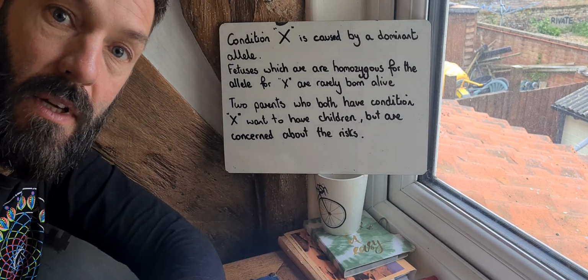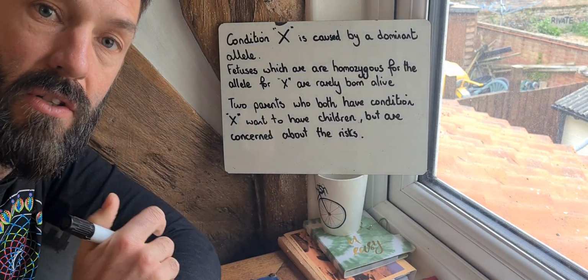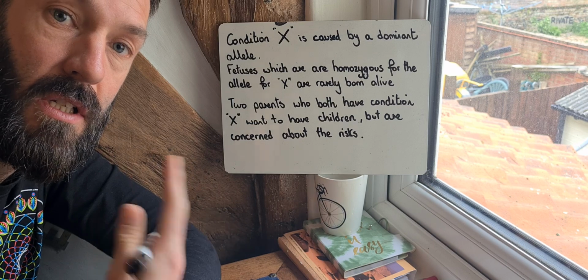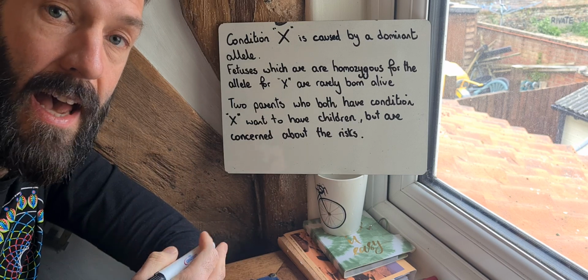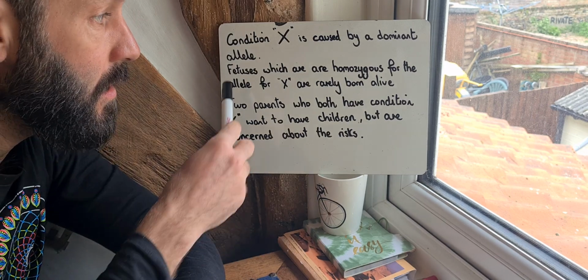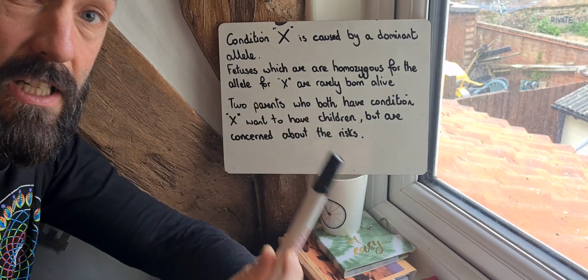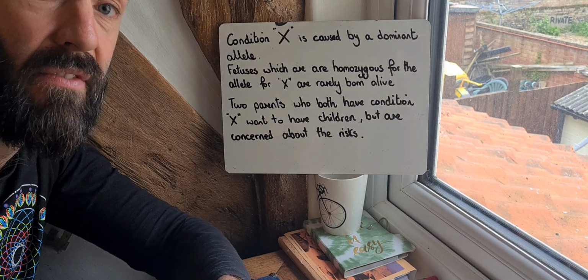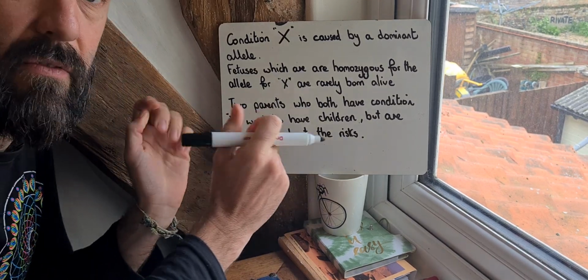Hi guys, so here we have a classic exam question based around genetic crosses, genetic squares, Punnett squares, and screening for genetic diseases. So read the question carefully and underline your keywords. That's going to be my first tip. So here we have some key information.